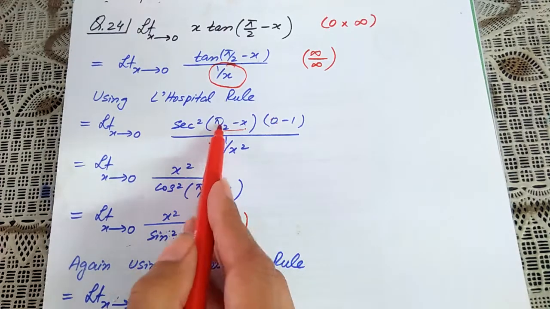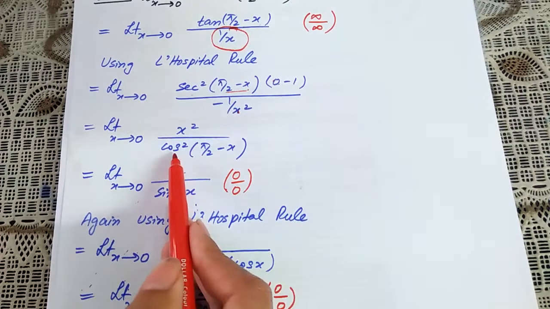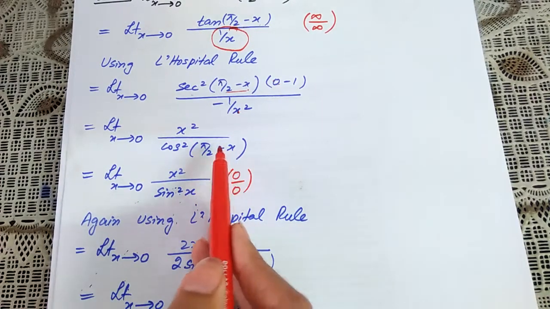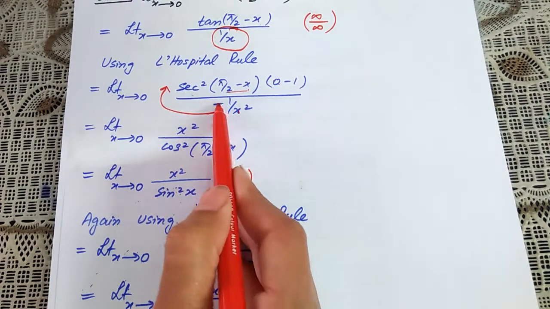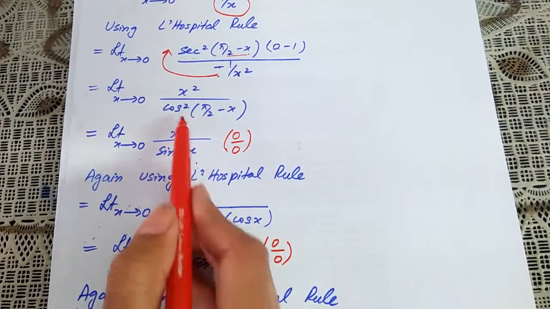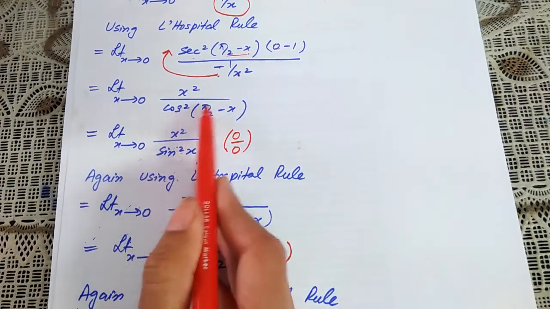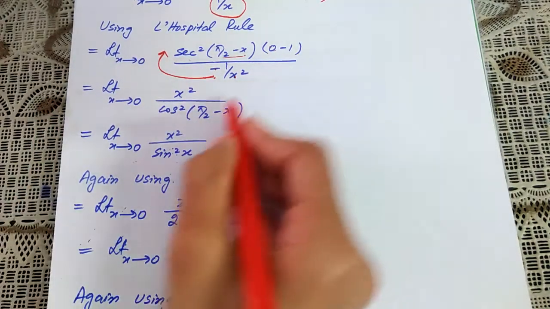Rearrange the terms. Secant square, when we move it down, can be changed into cos square pi by 2 minus x. This x square can be moved up like x square. This minus and this minus will be cancelled with each other. We know very well that cos square pi by 2 minus x is equal to sine square of x.